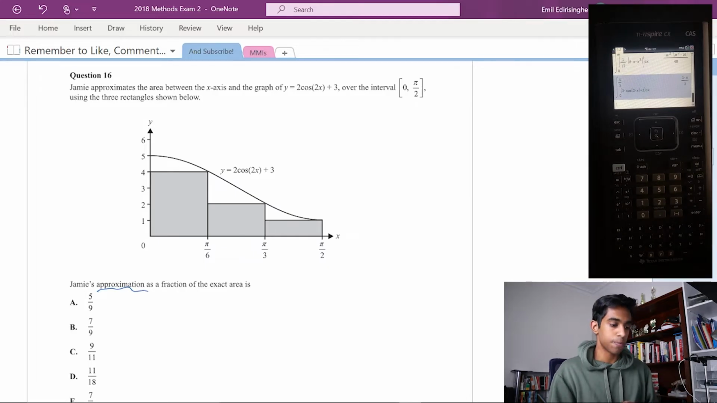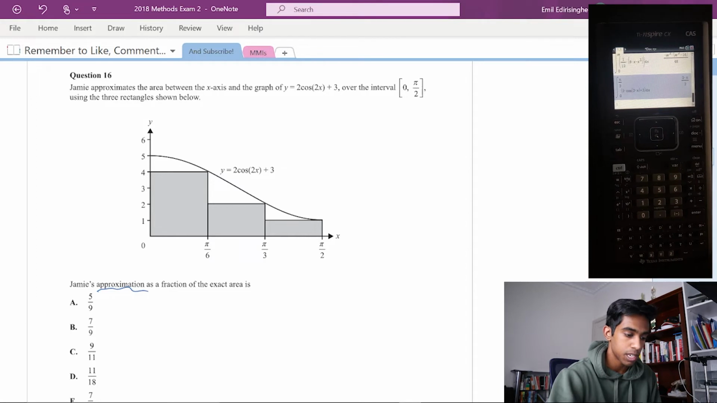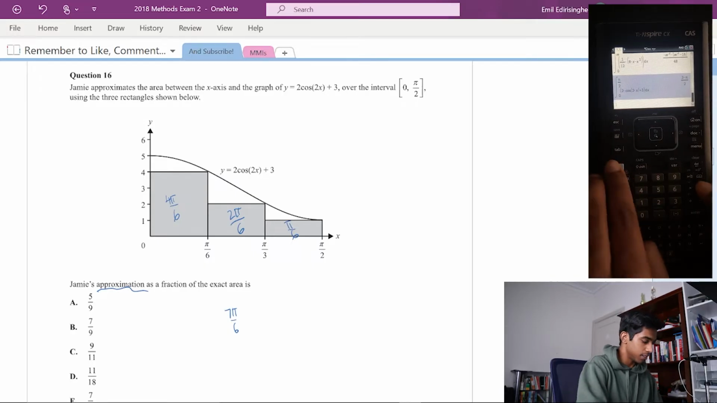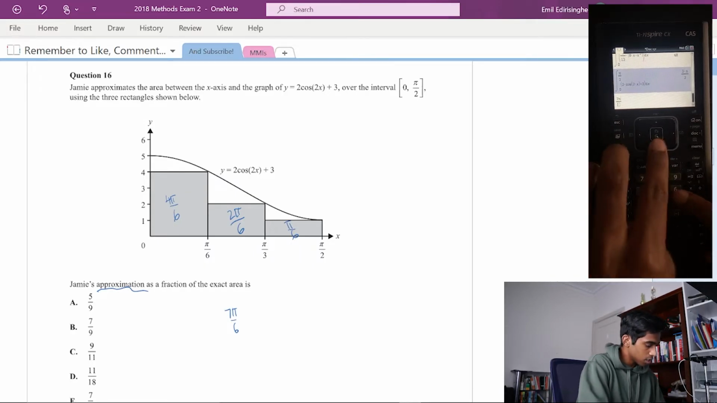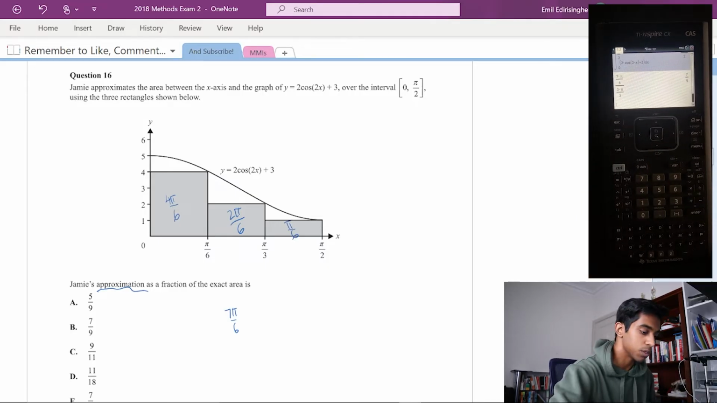That gives us 3 pi on 2. And then here we've got to do base times height for each of these rectangles. So we've got 4 times pi on 6, so 4 pi on 6. Then this one is also going to be pi on 6 base. It's not pi on 3, that's the trick. And so we got 2 pi on 6, and then this one we got just pi on 6. So those three added up together is going to be 7 pi on 6, and then we divide 7 pi on 6 by 3 pi on 2, which will give us 7 on 9, which is B.